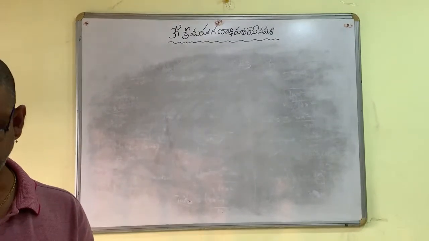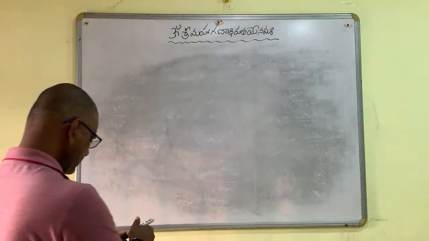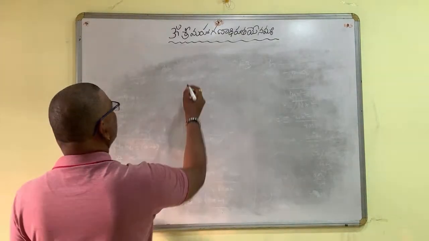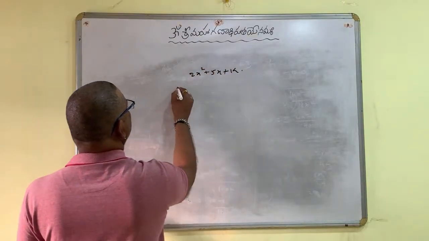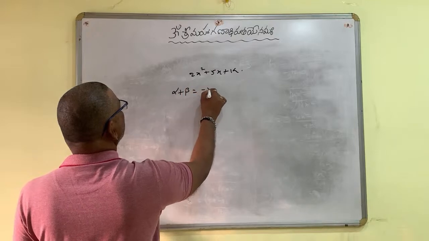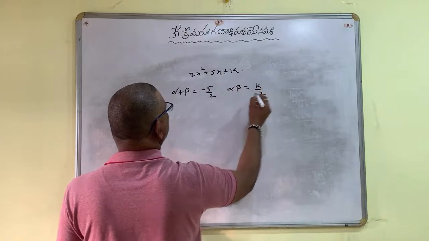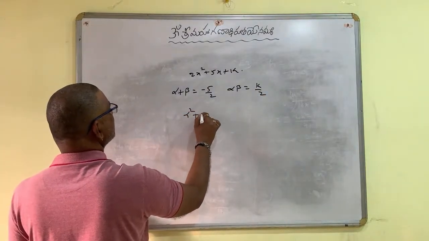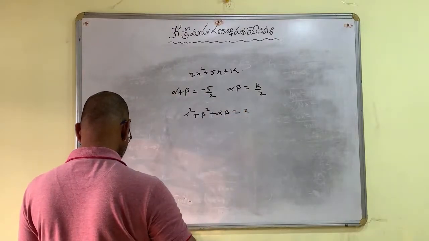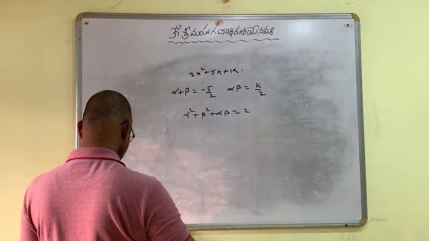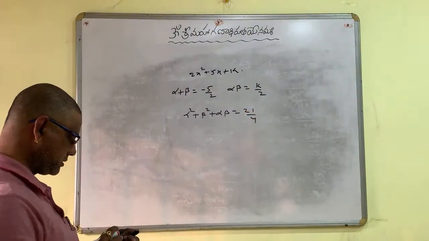Textbook question 32nd, RS Agrawal textbook, polynomials. What is the polynomial given? 2x square plus 5x plus k. What is alpha plus beta? Minus 5 by 2. Alpha beta is k by 2. Given alpha square plus beta square plus alpha beta is 21 by 4. He is asking to find out the k value.